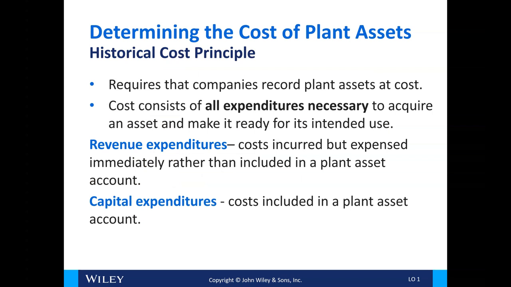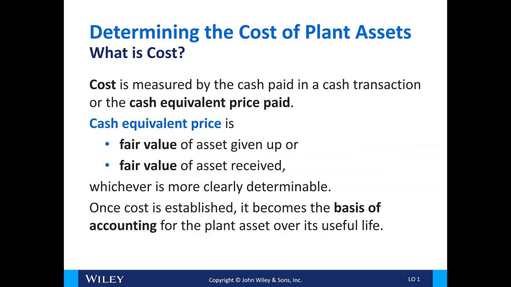Revenue expenditures are costs incurred but expensed immediately rather than included in a plant asset account. And so these would be things that have a life less than 12 months. Salaries would be one. Insurance, of course, if you have prepaid insurance, you would expense a monthly amount each month. Capital expenditures would be costs included in a plant asset account. Cost, again, is the fair value of the asset given up or the fair value of the asset received. So if you were to trade land for something else, you would look at the fair market value of the land or the fair market value of whatever you're trading to determine what the true cost is.